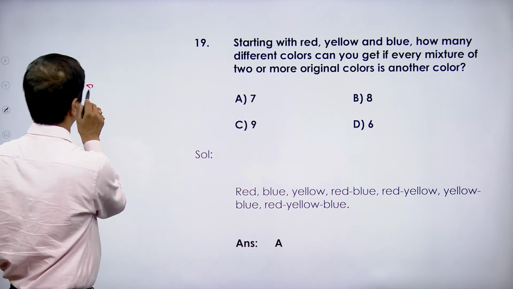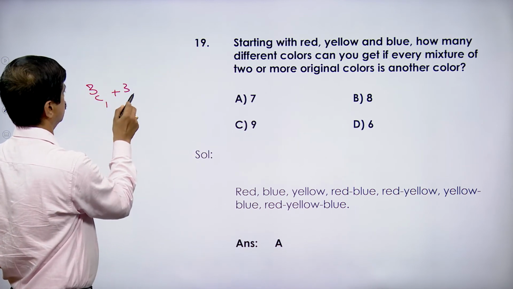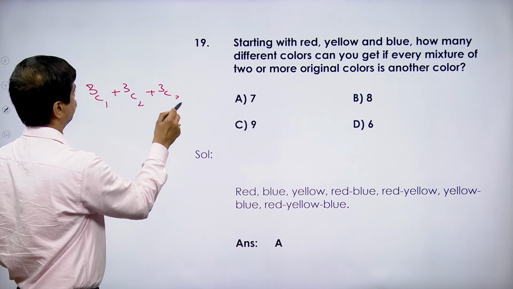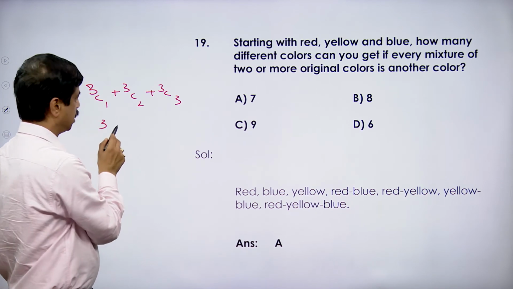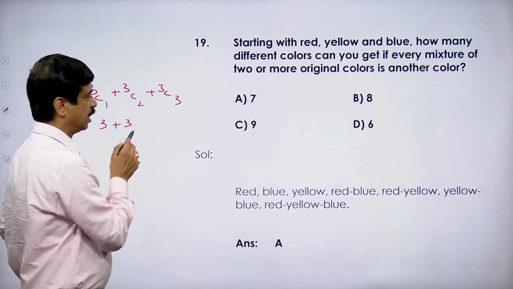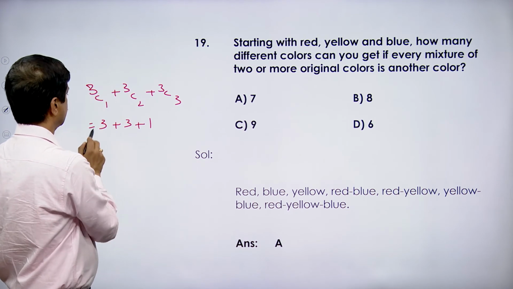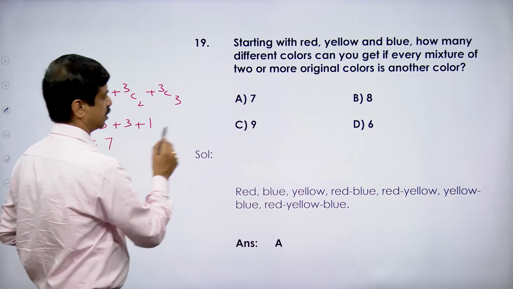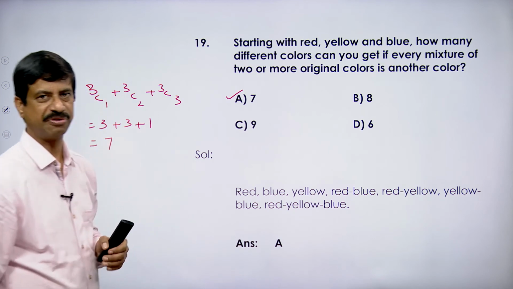So it is 3C1 plus 3C2 plus 3C3. 3C1 is 3, 3C2 is also 3, and 3C3 is 1. So this is 7. So option A you have. Right, children? Please note it fast, quick.